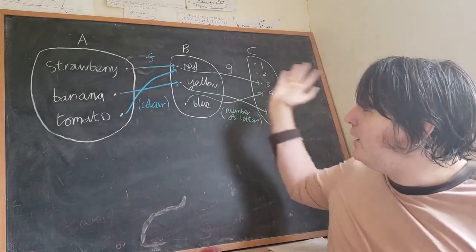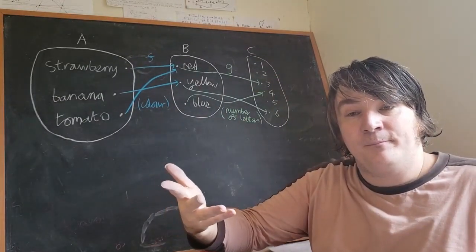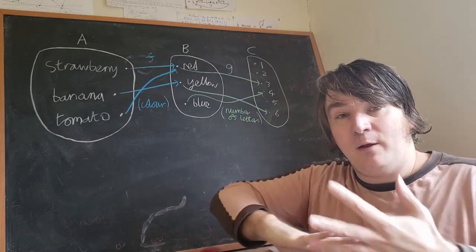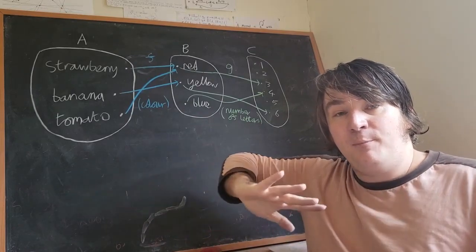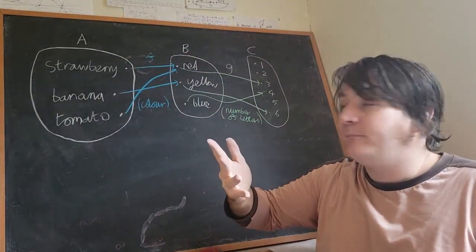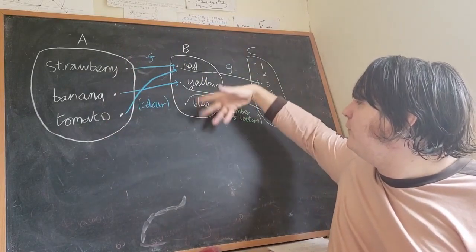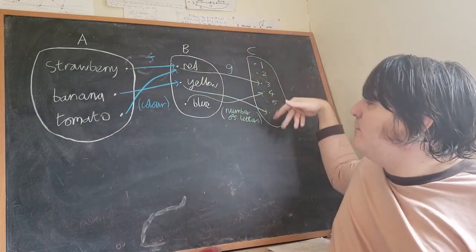So, where do we start? Let's start with the idea of a set. And for us, with our intuitive viewpoint, we just think of a set as a collection of things. So here we have this set of fruits, this is a set of colours, this is a set of numbers.